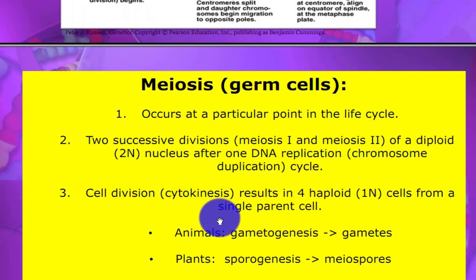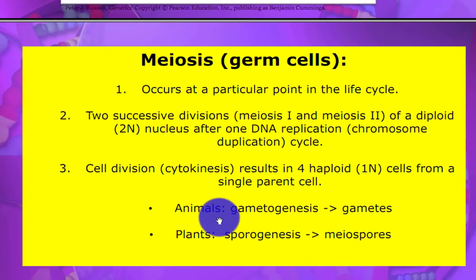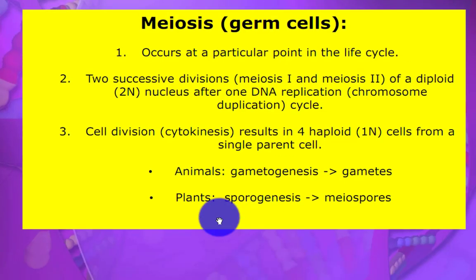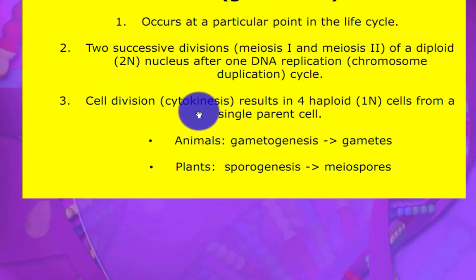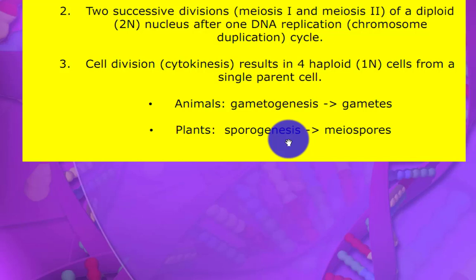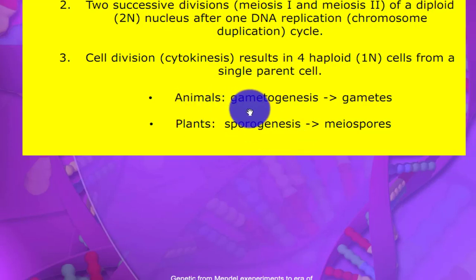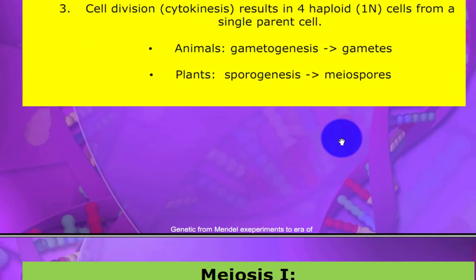Meiosis in the germ cell occurs at a particular point in the life cycle. It consists of 2 successive divisions, meiosis 1 and meiosis 2, of the diploid 2N nucleus after 1 DNA replication. Cell division, cytokinesis, results in 4 haploid cells from a single parent cell. In animals, in gametogenesis, we get gametes. In plants, we call it sporogenesis, and we get meiospores.